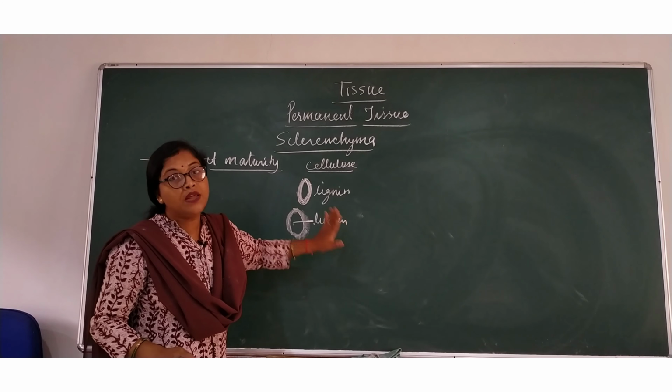Sclerenchyma is basically of two types. The first one is fiber and the other one is sclereids. Fibers and sclereids are distinguished by their shape. The structure of the fiber is long and spindle shaped. Where are they found? They are found in xylem, in fiber structure.